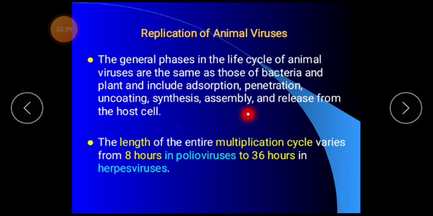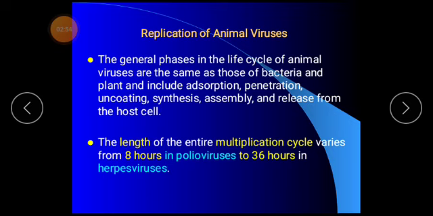These are processes that are likely to be seen in plant viral replication, and this also takes place in the replication of animal virus. Then the length of the multiplication cycle varies from 8 hours in poliovirus to 36 hours in herpesvirus.